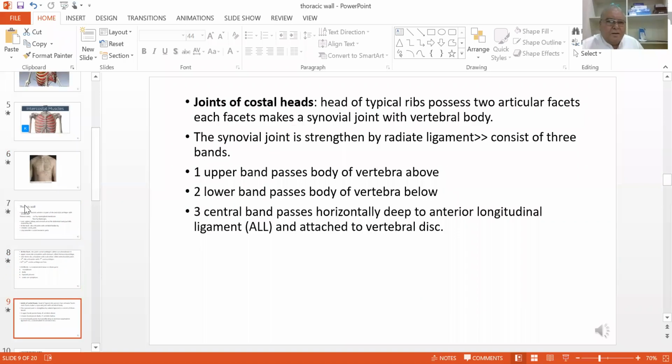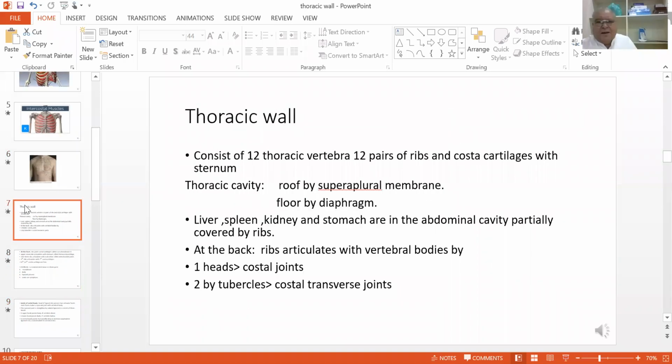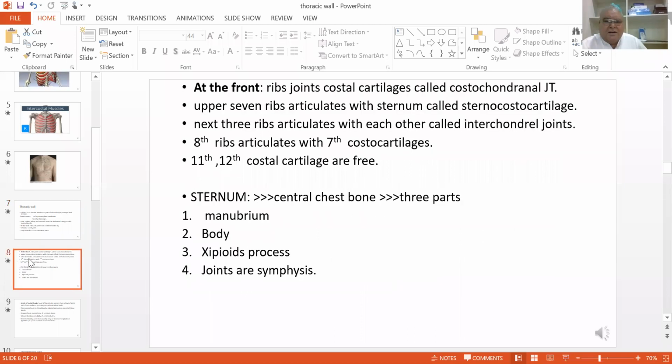So the thoracic wall consists of 12 thoracic vertebrae, and the thoracic cavity is roofed by the suprapleural membrane and the floor is by the diaphragm. They cover the liver, spleen, kidney and stomach. The abdominal cavity is partially covered by the chest, but is not included in the chest. At the back, the ribs articulate with the bodies, the head with the costal cartilage, and the tubercles. At the front, the rib joins the cartilage, called costochondral.